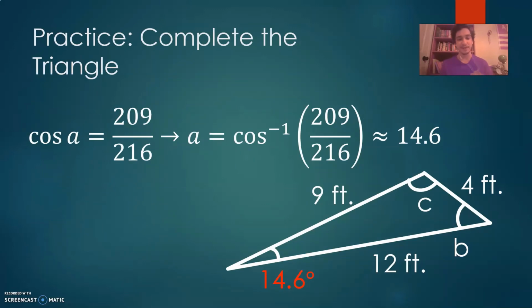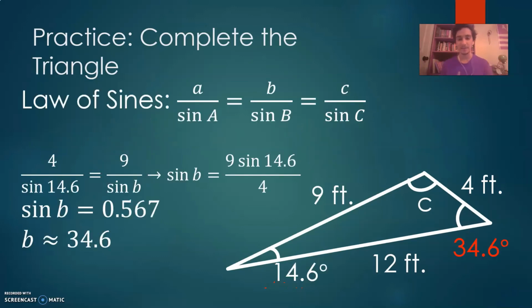Okay, so we have cosine of a is equal to 209 divided by 216. So we're just going to take the inverse cosine of that number. And that'll give us angle A being roughly equal to 14.6 degrees. So now that we have this, we can actually start using the law of sines to solve further. So we can set an equality here as well. So we have 4 over sine of 14.6, and we can set that equal to 9 over sine of b. And so we can solve further, and we'll get sine of b is equal to 0.567. And we'll take the inverse sine of that, and we'll get b is roughly equal to 34.6 degrees.